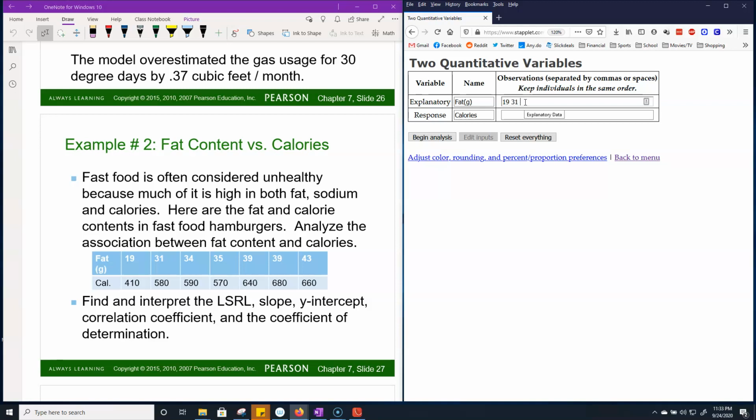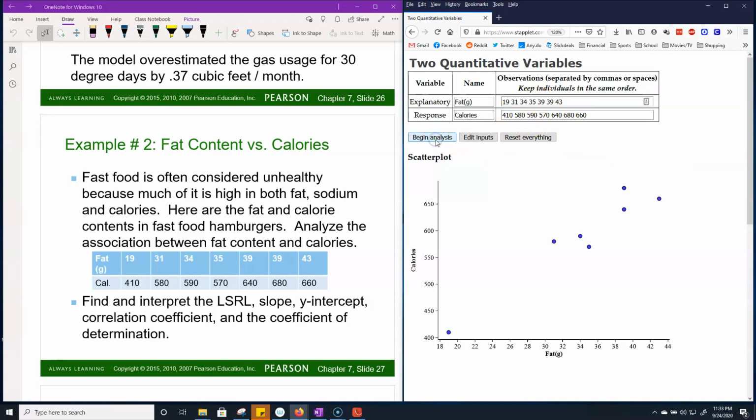19, 31, 34, 35. You can pause if you get behind me or anything. 39, 39, 43. And then 410, 580, 590, 640, 680, 660. All right. So pause and make sure you've got it in correctly. And I'm going to begin analysis.